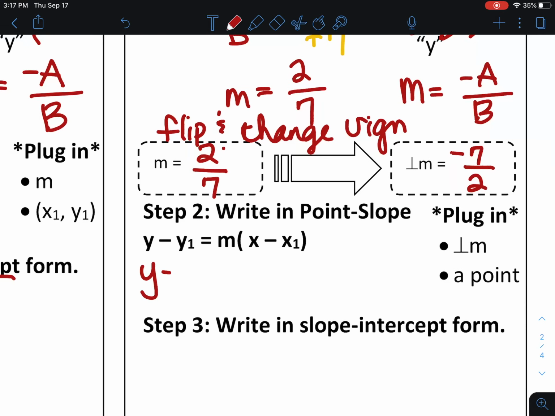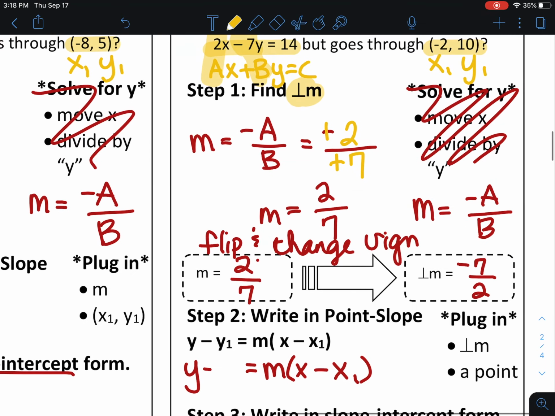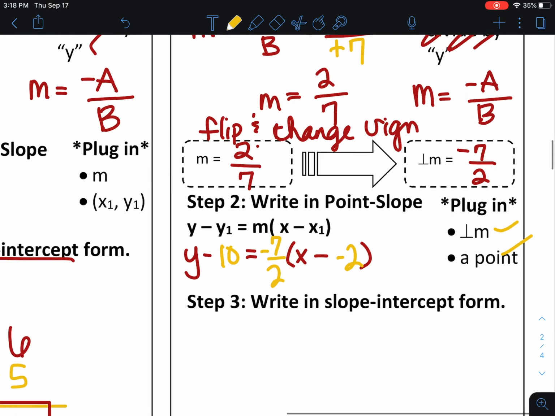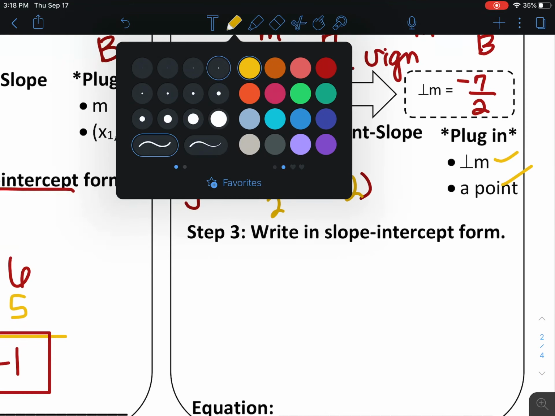Next step, I'm going to rewrite in point slope form. Oops, that was supposed to be a minus, I'm going too fast. Okay, now I'm going to erase and replace. All right, so y1, let me scroll back up so I can see what it was. Y1 was 10, so I'm going to put that there. M, or the slope, is negative 7 over 2, and then x1 is negative 2. So I erase and replace that. All right, great. So I did this, I did this.